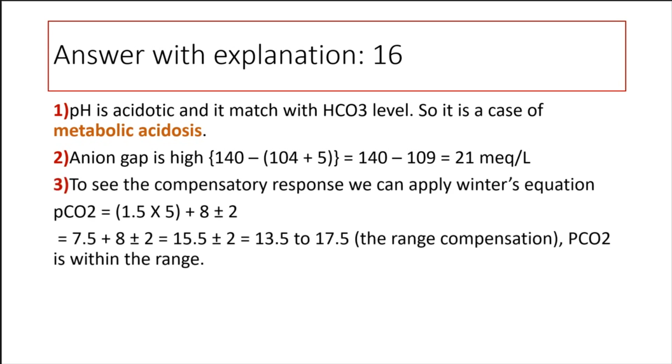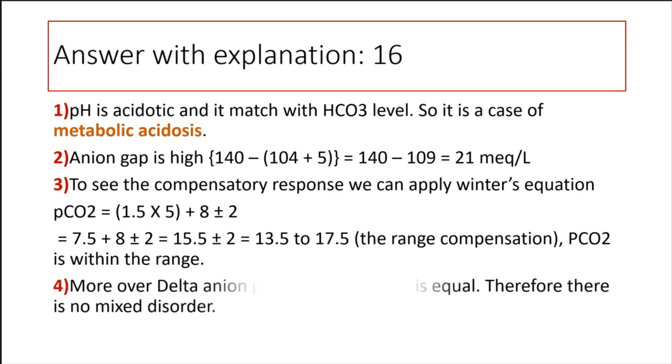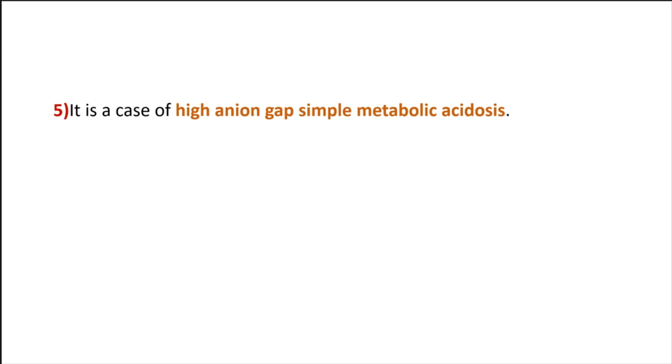3. To see the compensatory response we can apply Winter's equation. PCO2 equals 1.5 multiplied by 5 plus 8 plus or minus 2 equals 7.5 plus 8 plus or minus 2 equals 15.5 plus or minus 2 equals 13.5 to 17.5. The range of compensation, PCO2, is within the range. 4. Moreover, delta anion gap and delta HCO3 or bicarbonate are equal. Therefore there is no mixed disorder. 5. It is a case of high anion gap simple metabolic acidosis.